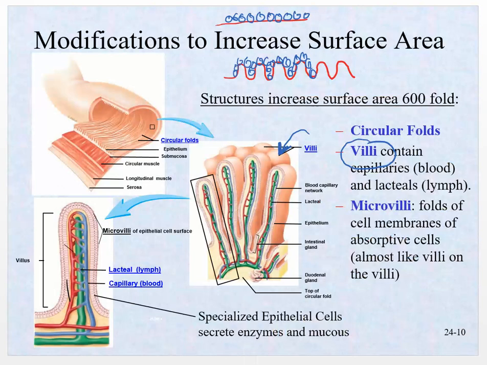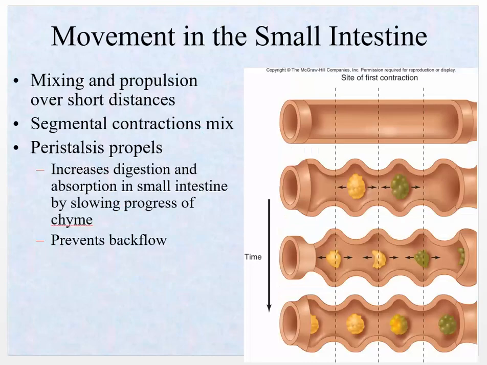Let's see. All right, so what's happening? We've been talking about chemical digestion. That's enzymes. Enzymes are going to chemically digest things. But then we have mechanical digestion, so you have mixing and propulsion. Segmental contractions go back and forth and mix it, and then you have peristalsis, which pushes it in one direction. So segmental contractions mix it, peristalsis propels, increasing digestion and absorption in the small intestine.